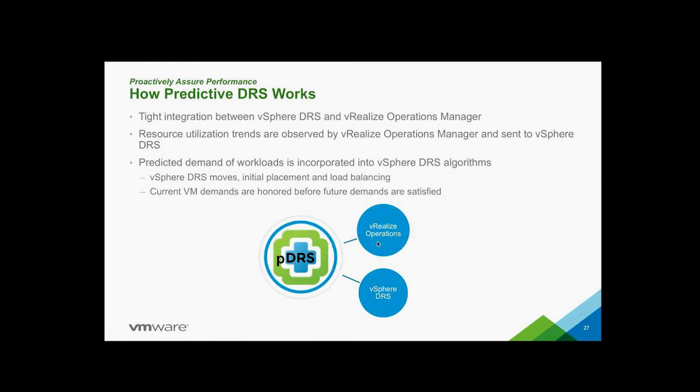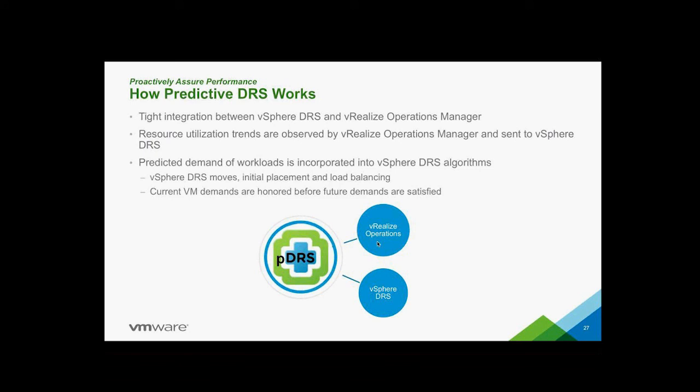Now, it's just completely integrated with vSphere DRS, so vROps doesn't play any role in placing or moving the VMs. It just tells DRS what to do, and DRS uses all that intelligence from dynamic thresholding to go ahead and move VMs across. And the resource utilization trends are observed by vROps and sent to vSphere DRS. Predictive demands of workloads are incorporated into vSphere DRS algorithms. So to be honest, there's a lot of development effort which has changed both these features in order to work well together.